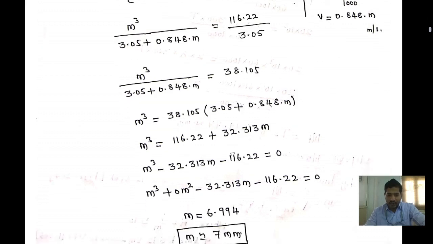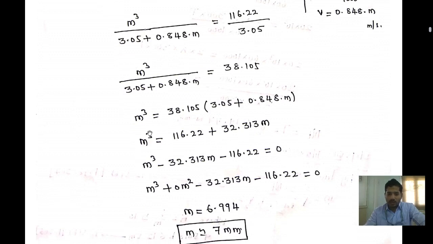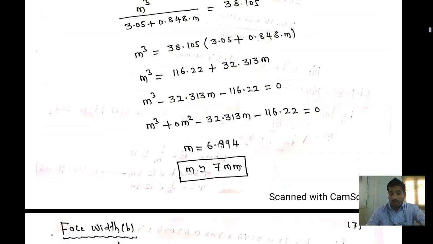Okay dear, then m cube as it is. This value, if it is moved toward this side, it becomes negative instead of positive, toward the left side. Minus 32.313 module, minus 116.22 equal to 0. So it is in the form of ax cube plus bx square plus cx plus d equal to 0. With the help of calculus, you can easily find out the value of module. Is it right? Here m cube as it is, because m square is not there. So for that reason, you have to consider 0 m square: m cube minus 32.313 module minus 116.22 equal to 0.